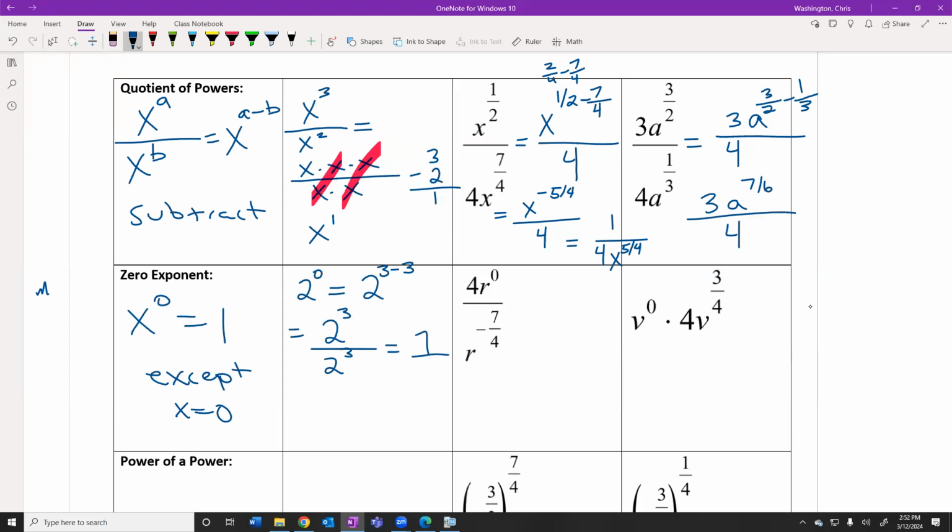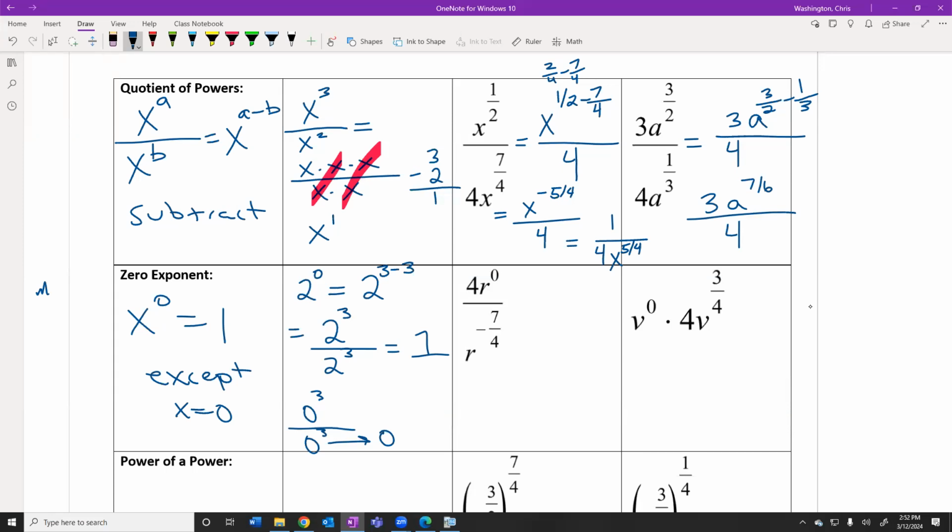So 2 to the 0 is equal to 1. That's true for any number except 0. Why is that not true for 0? If we were to use 0 instead of 2, you might get something like 0 to the third over 0 to the third. And what does 0 to the third equal? 0 to the third equals 0.